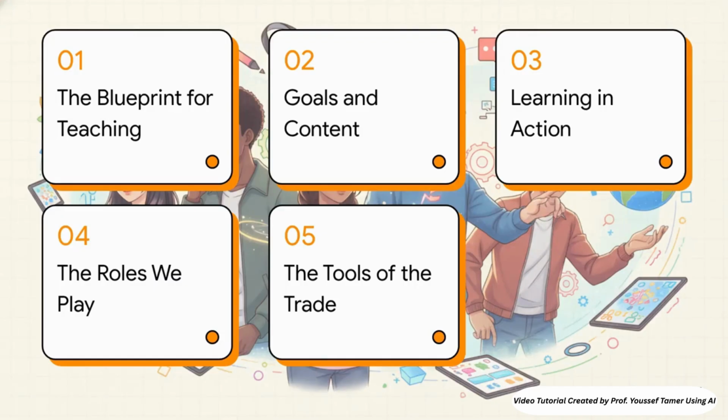So, to really understand this blueprint, we'll walk through 5 key sections. We're going to start with the overall blueprint, then look at the goals and content, then see what happens when learning's in action, we'll cover the roles we play, and finally, we'll check out the tools of the trade.